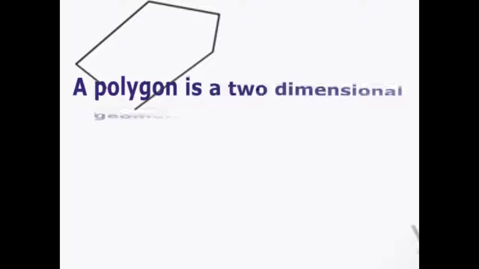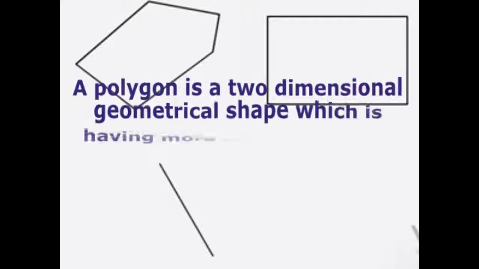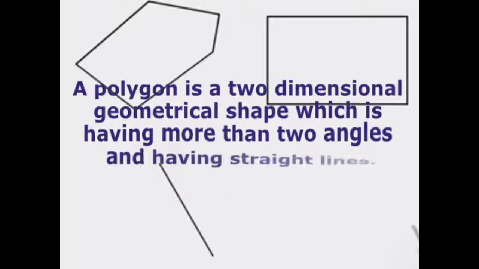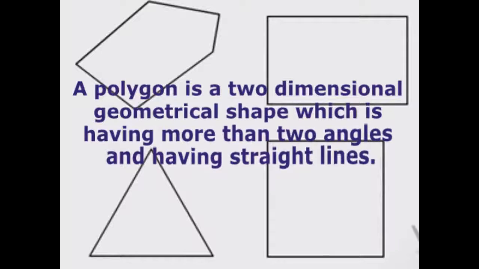A polygon is a two-dimensional geometrical shape which is having more than two angles and having straight lines.